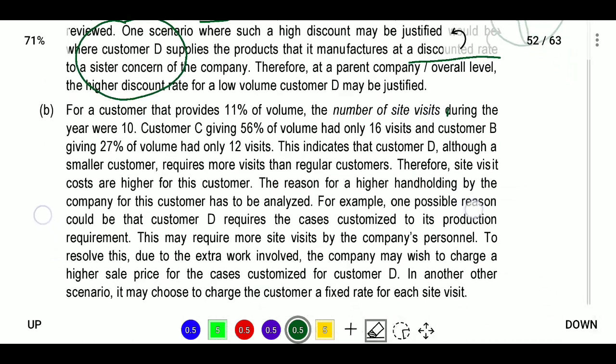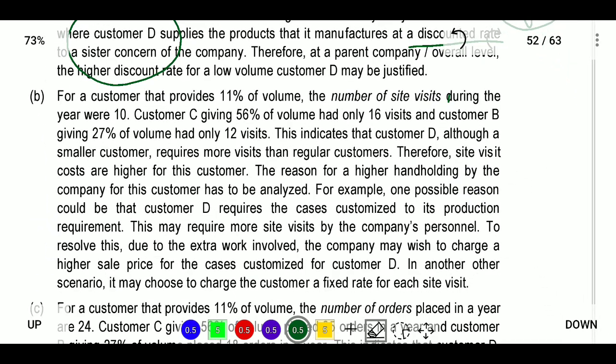Next, for the customer that provides 11% of volume, consider the number of site visits. Who is providing 11%? We will now compare customers on cost. They provide some costs and we calculate the amount, and for that amount we provide the analysis: who has high cost, high visits, high ordering, high delivery, and who has less, and we will provide the answer accordingly.